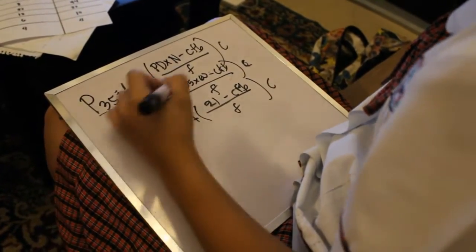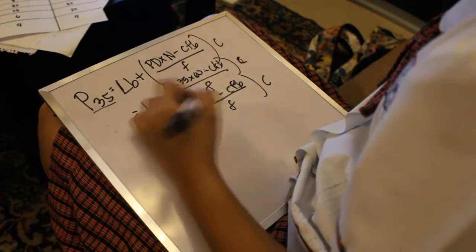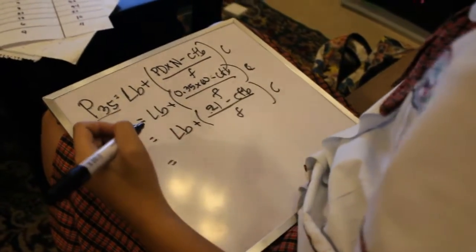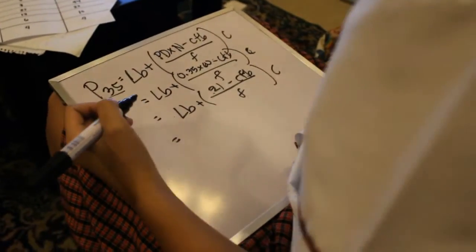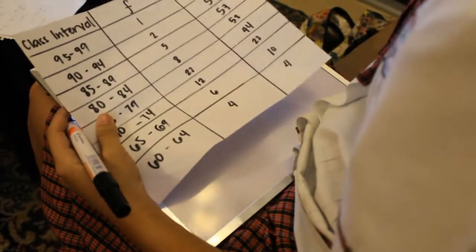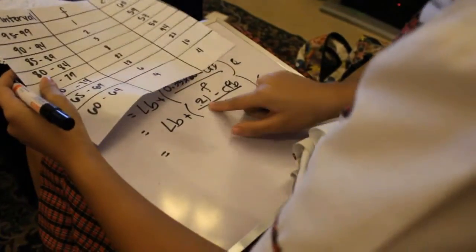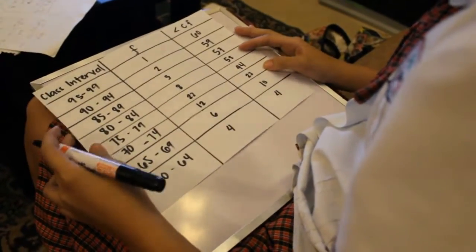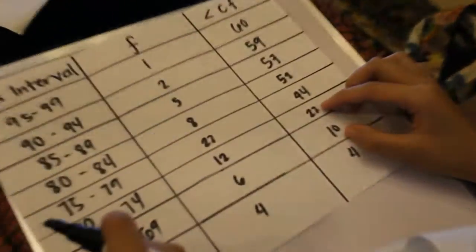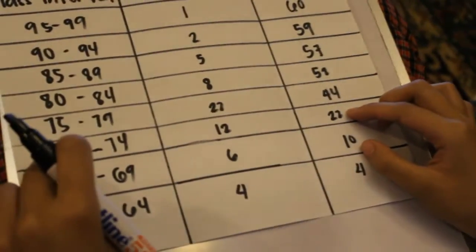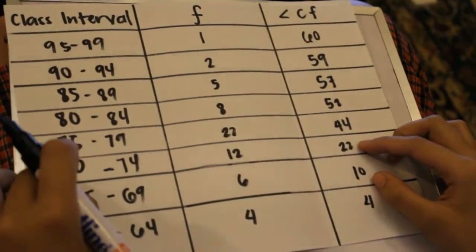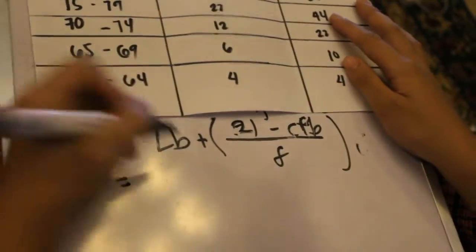Then we need to multiply it by the total frequency, which is 60. The answer for 0.35 times 60 is 21. So 21 minus CFB all over F times C. Now to get the lower boundary, we need to look at the table and determine the CF, or the cumulative frequency, higher or nearest to 21. The nearest to 21 is 22. Its class interval is 70 to 74. Next, subtract 0.5 from 70. So the answer is 69.5.